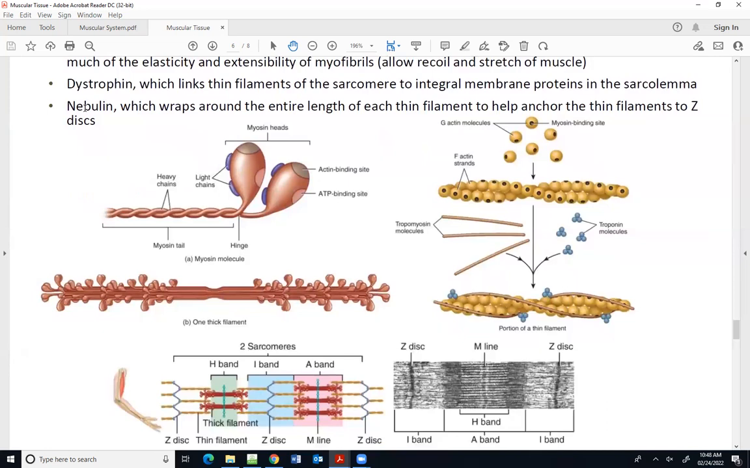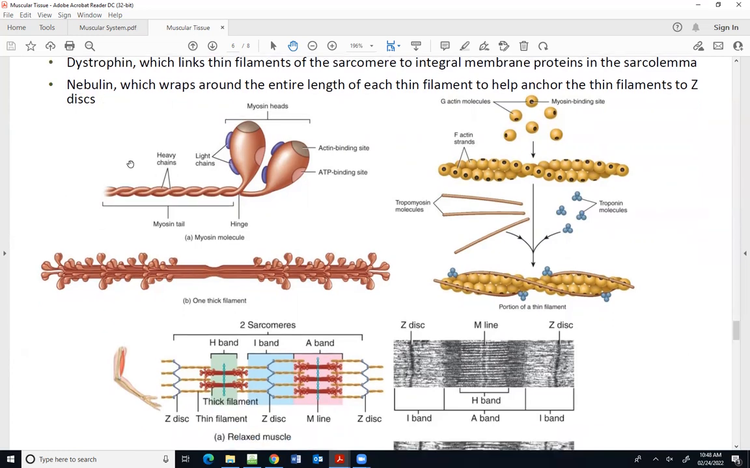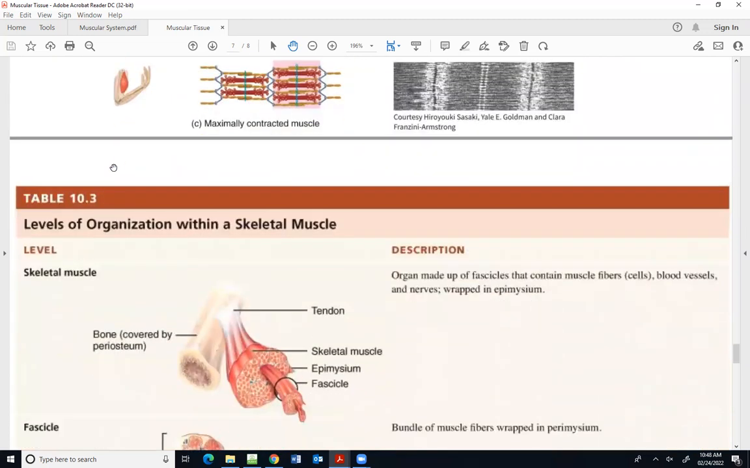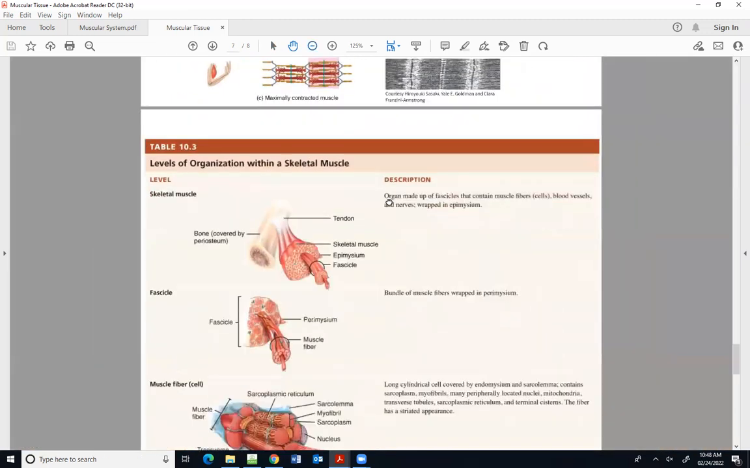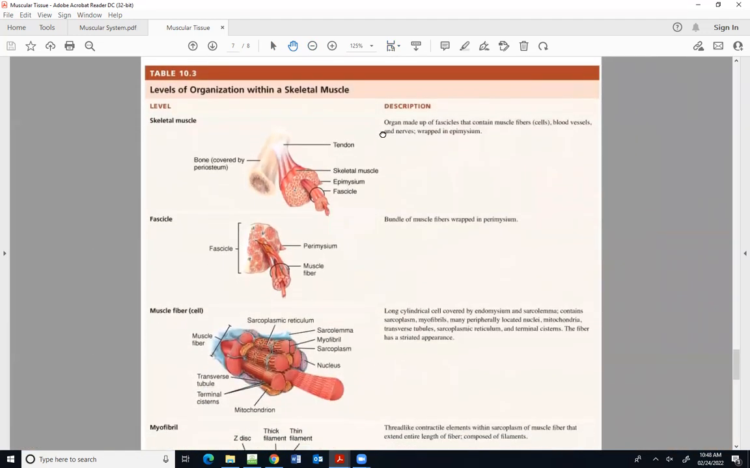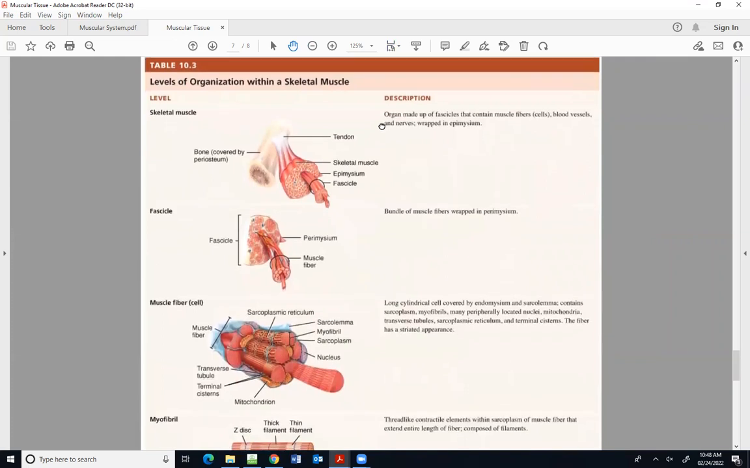And then finally, nebulin, which wraps around the entire length of each thin filament, helps anchor the thin filaments to Z discs. As far as the different images on this page, don't worry about them, just the information. And then looking at the next slide, basically it's the exact same kind of flow chart that I created for you guys. I just wanted to do it as we ran through.